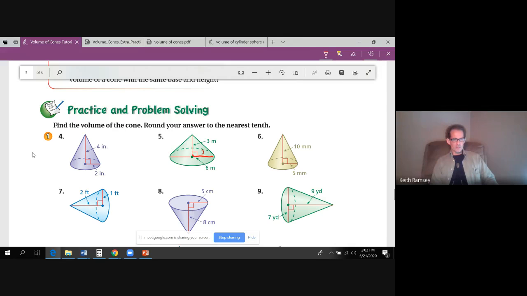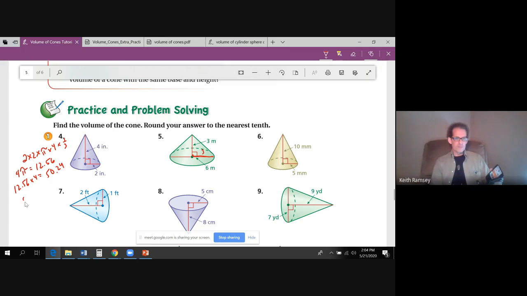So I'm going to have pi r squared, which is 2 times 2 times pi. Okay. Then times the height times 4, and then times 1/3, or divided by 3. So I have 4 times pi. So I have 3.14 times 4 is 12.56. Now I'm going to multiply that times the height. So I have 12.56 times 4. That's going to be equal to 50.24. Last step is times 1/3 or divided by 3.